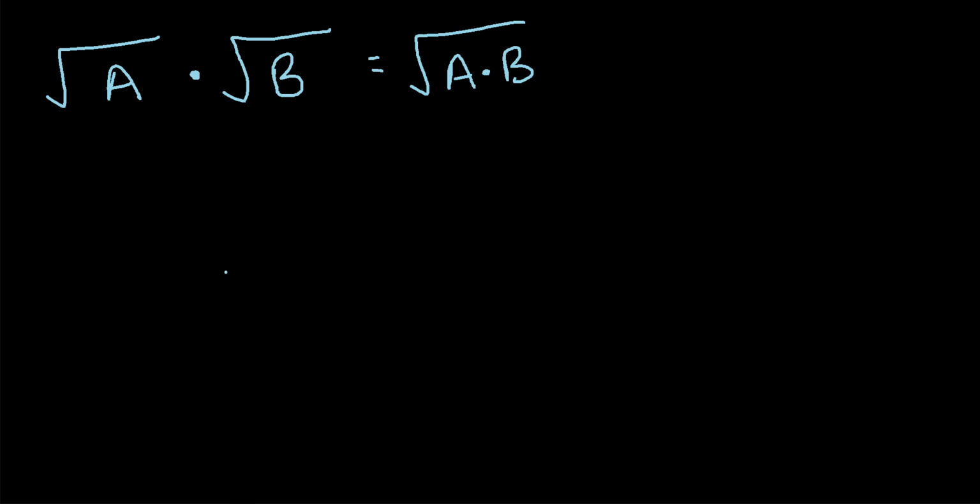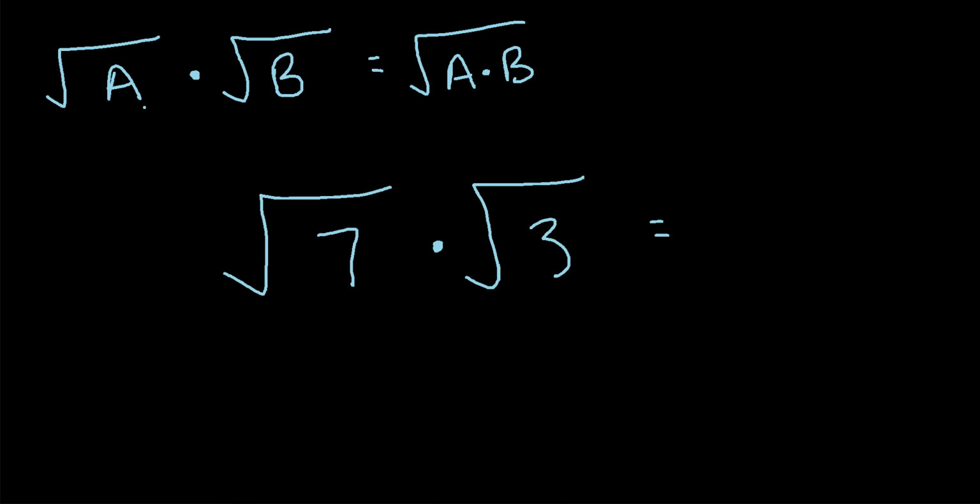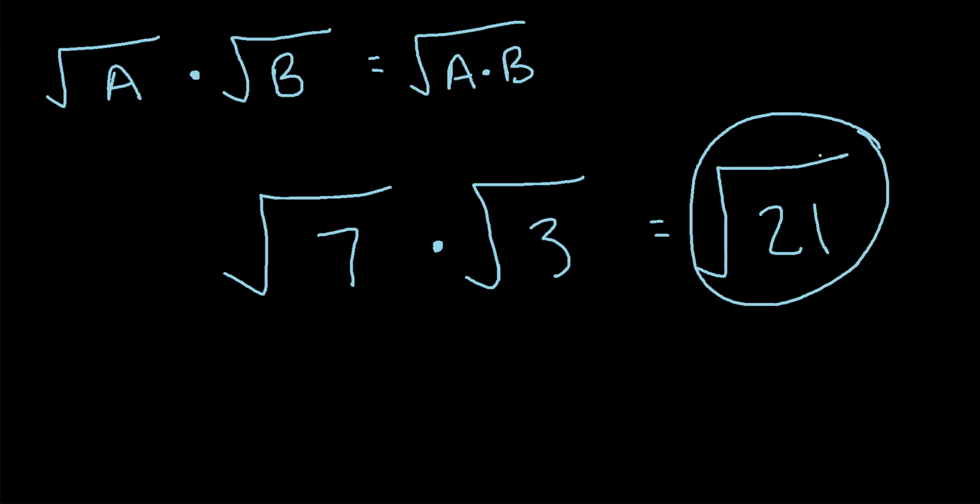So for example, let's say we have the square root of 7 times the square root of 3. According to this rule, we can just multiply a and b and place them under the same square root. So 7 times 3 is 21. So we would say this is equal to the square root of 21. And that's our final answer. All right, let's try another one.